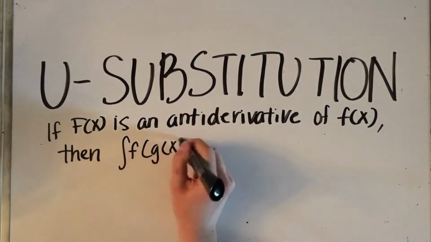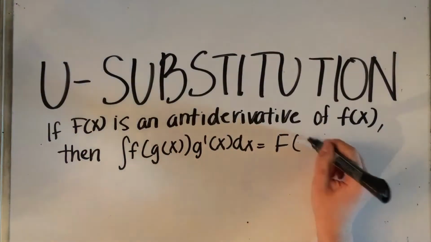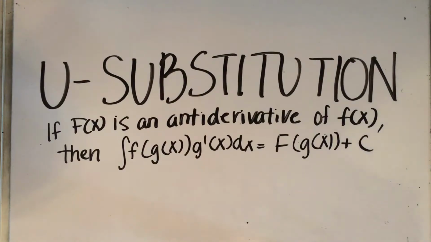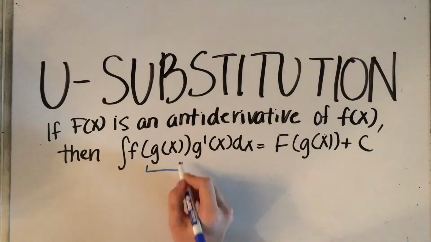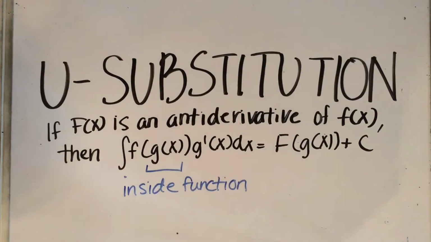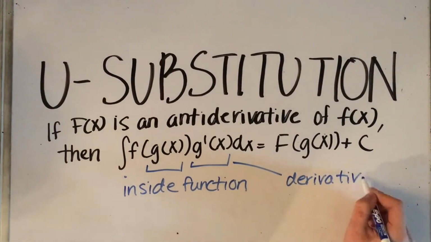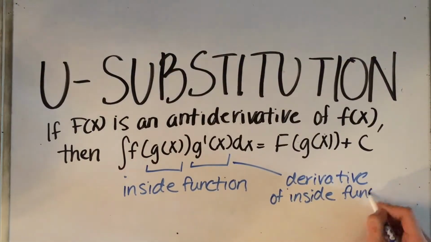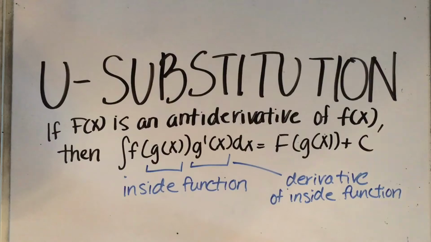If F of x is an antiderivative of f of x, then the integral of f of g of x times g prime of x dx equals F of g of x plus c, where g of x is your inside function and g prime of x is the derivative of your inside function. We denote this as u and du.